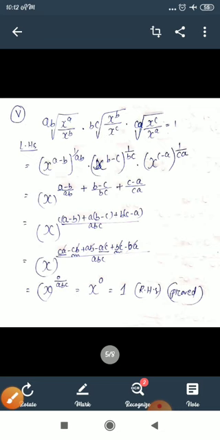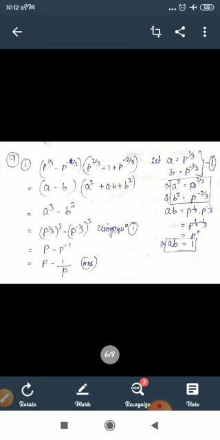Now students, just see question number 9. Question 9 is simplification. P to the power 1 by 3 minus P to the power minus 1 by 3, into P to the power 2 by 3 plus 1 plus P to the power minus 2 by 3. So students, just think about this. This one is in which form? Just see, it is in the form of a minus b into a square plus ab plus b square.